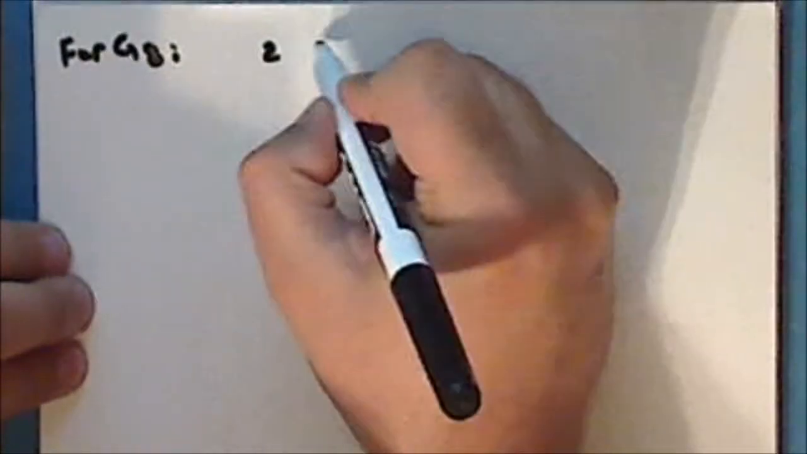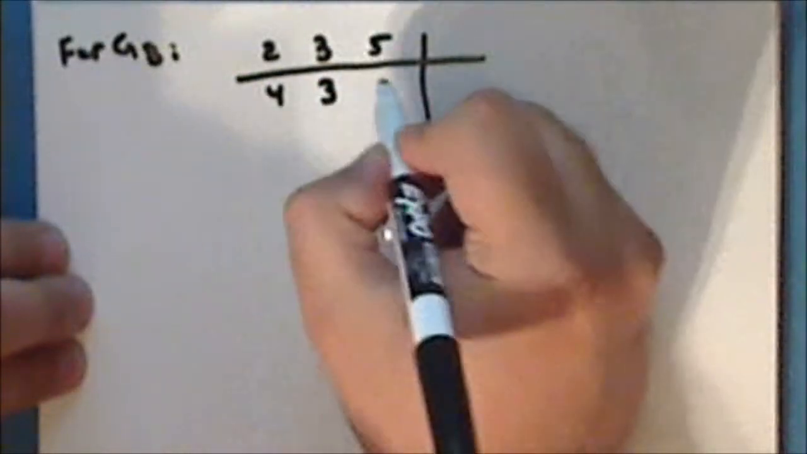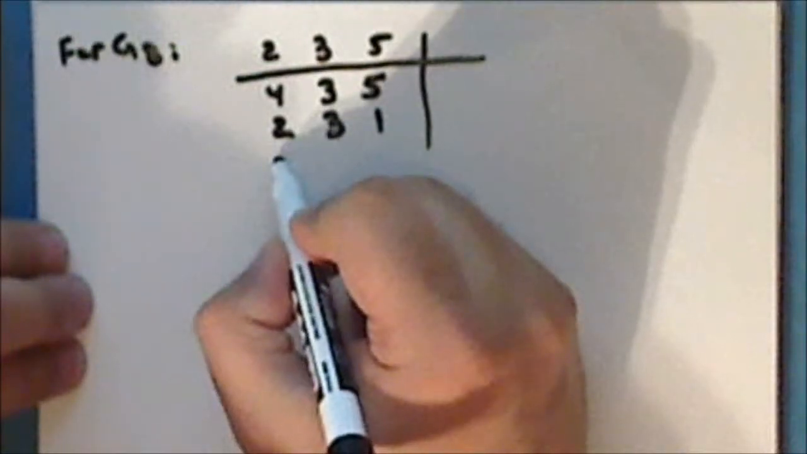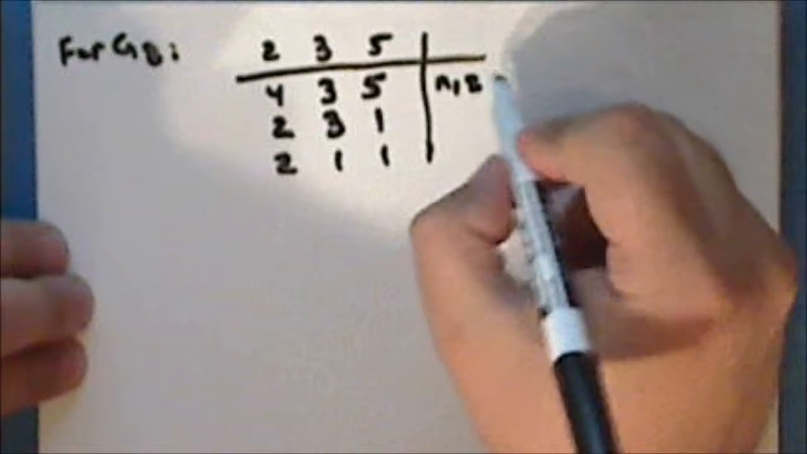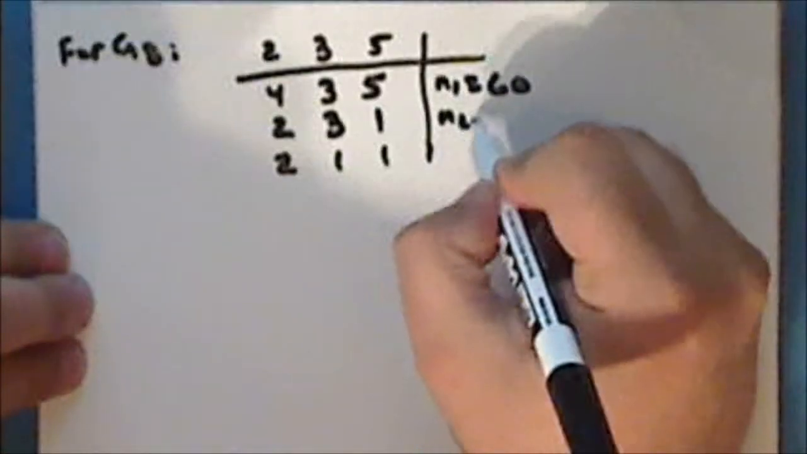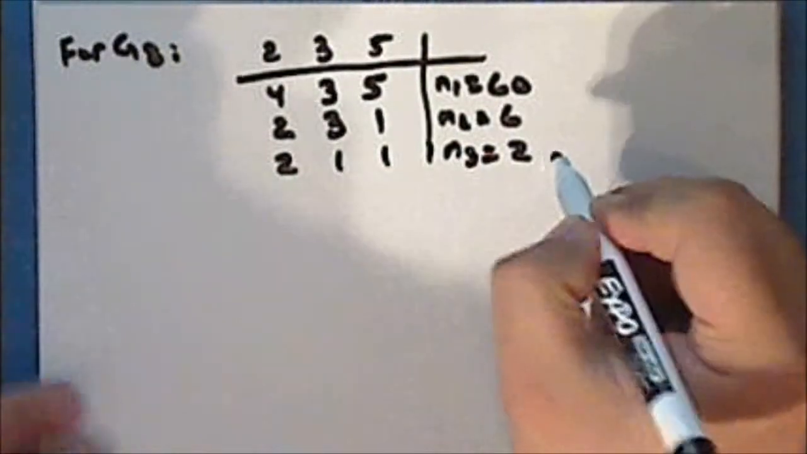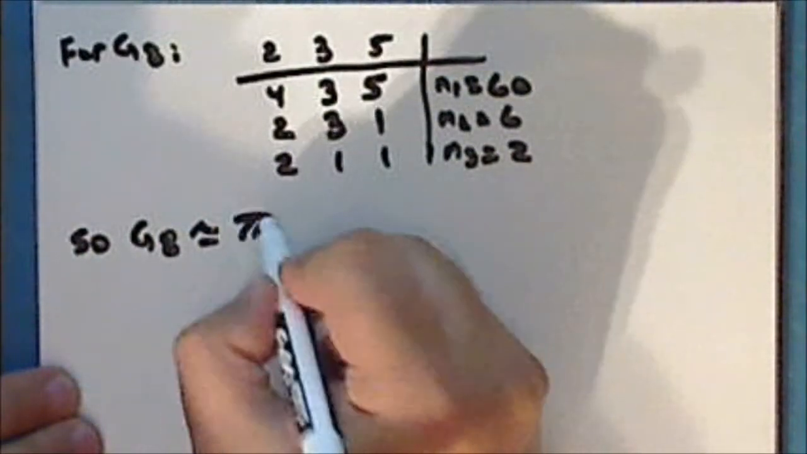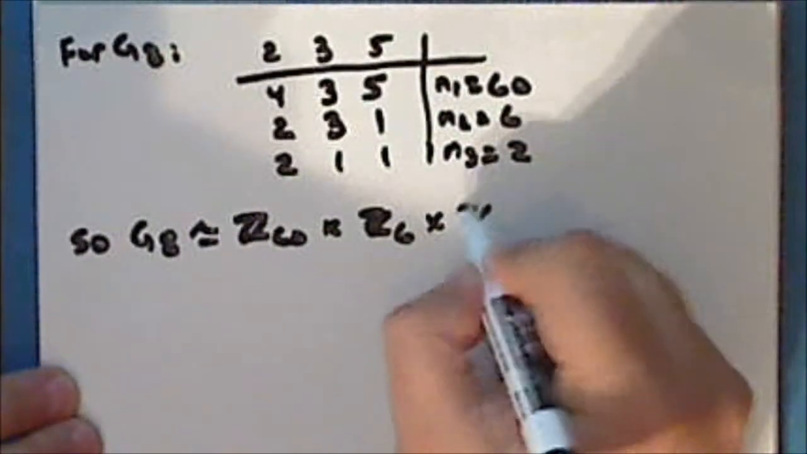Now for the eighth group, in the first row we have 4, 3, 5. In the second row we have 2, 3, 1. And in the third row we have 2, 1, 1. So the first invariant factor is 4 times 3 times 5, which is 60. The second invariant factor is 2 times 3, which is 6. And the third invariant factor is 2. And so the invariant factor decomposition of the eighth group is the direct product of the integers modulo 60 times the integers modulo 6 times the integers modulo 2.